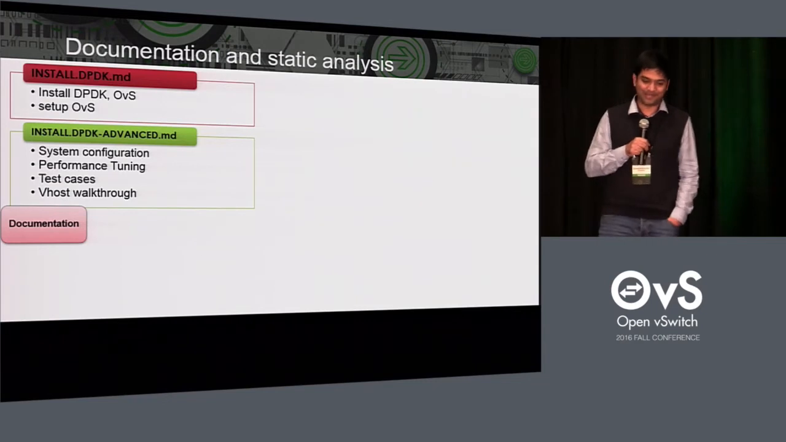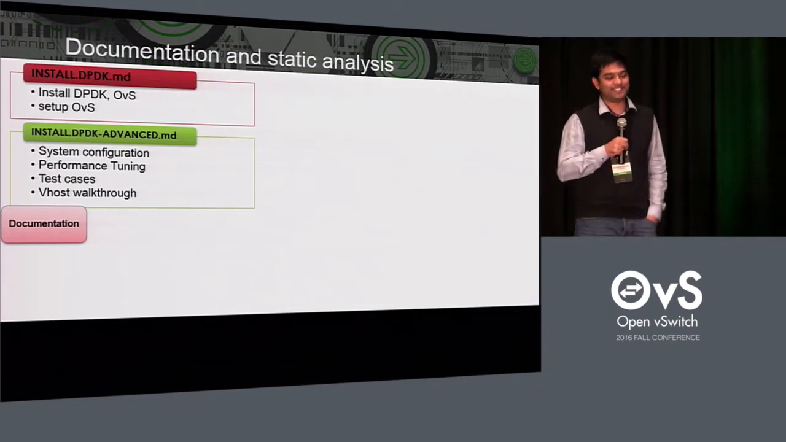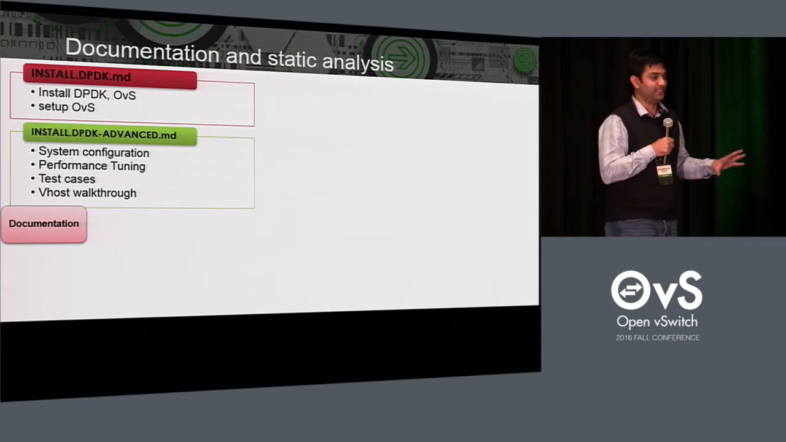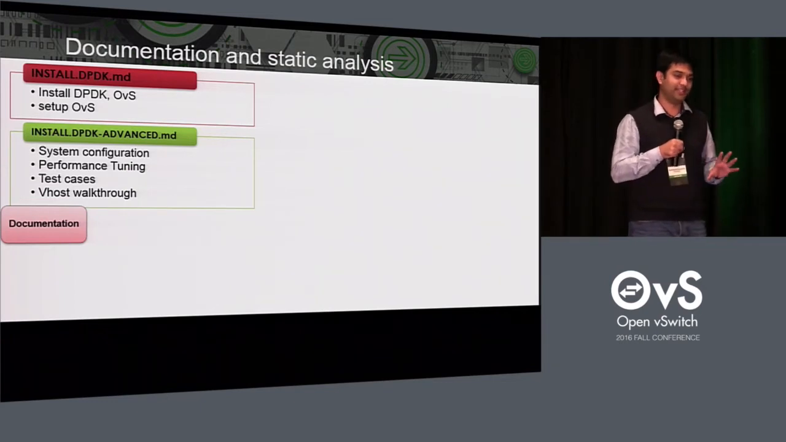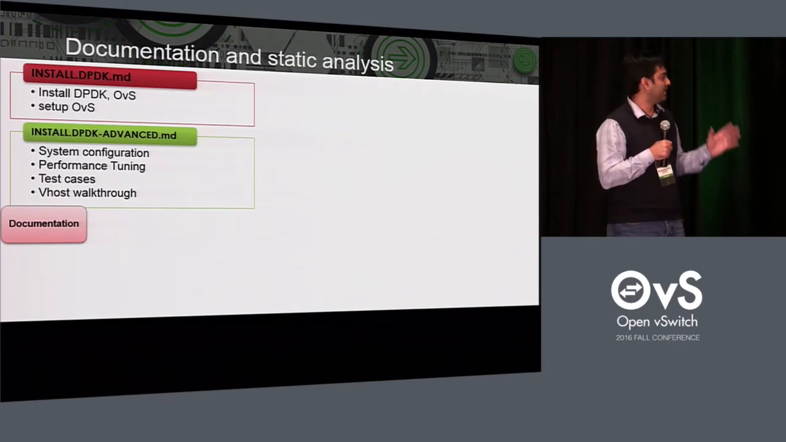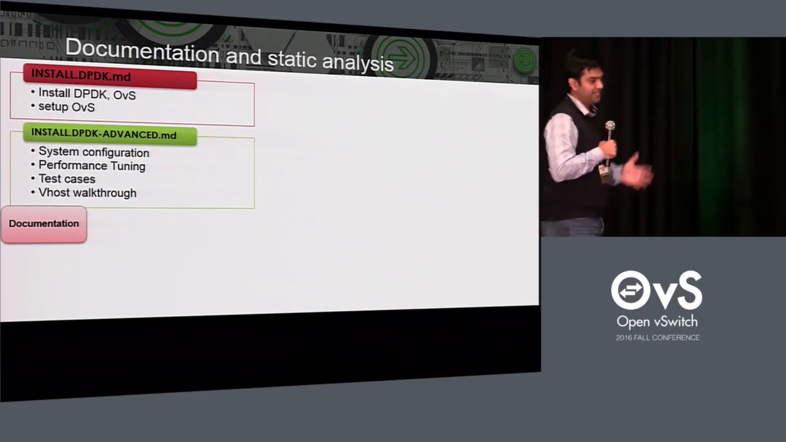Interestingly, 80% of the queries on OvS-DPDK were mostly on setting up the OvS-DPDK, not even about performance and tuning. 80% of the users were struggling with setting up the OvS-DPDK. So we thought the documentation is seriously wrong. So we split the documentation into two parts. One is the beginner guide, the other one is the advanced guide.